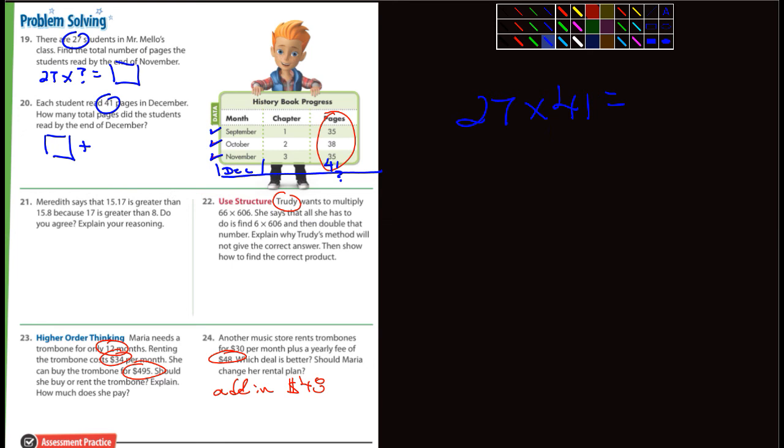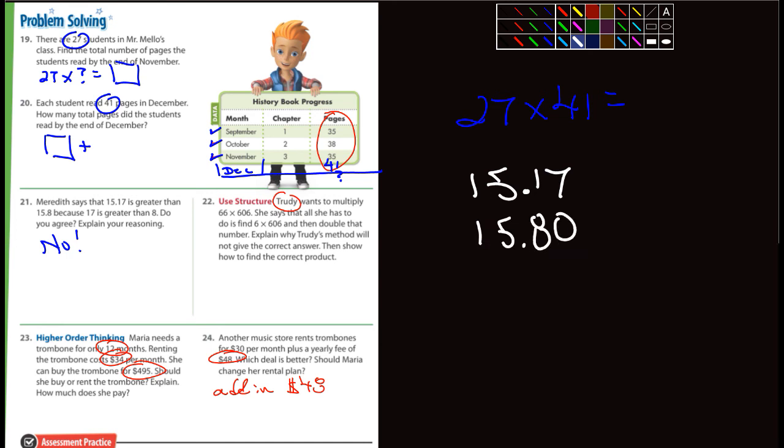22, Meredith says that 15.17 is greater than 15.8. Do you agree? Well, no, not at all. Explain the reasoning. Well, remember how we lined up, if we wanted to compare decimals, to see which number was larger, let's put down 15.17. Let's put down 15.8. I can put an 0. So now we're just going to compare them.